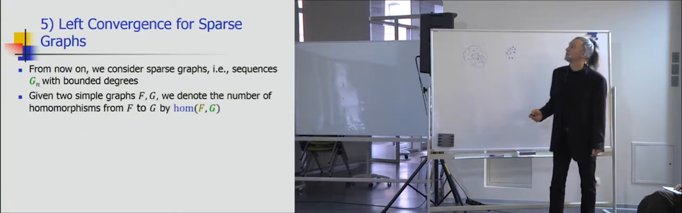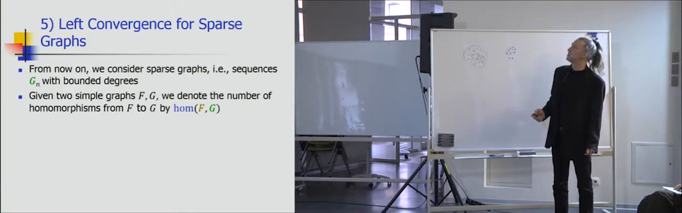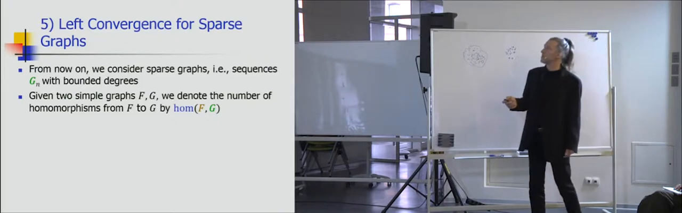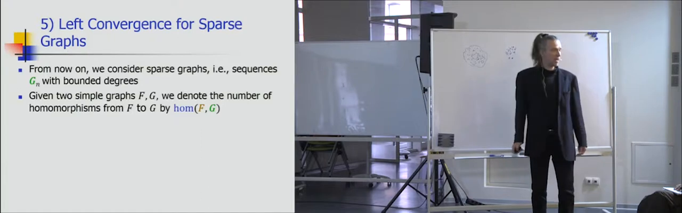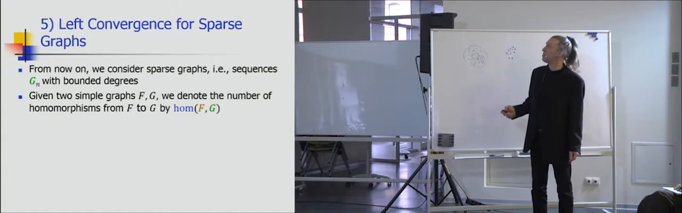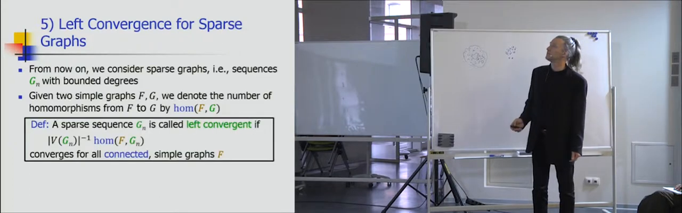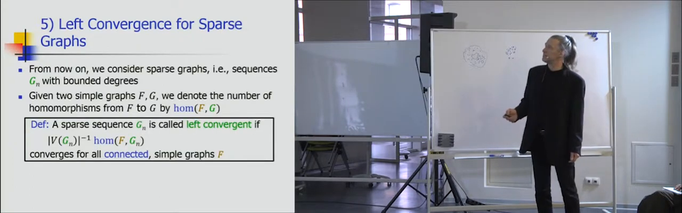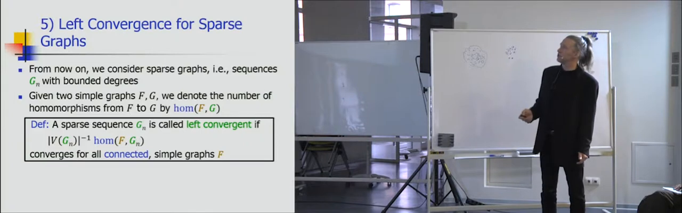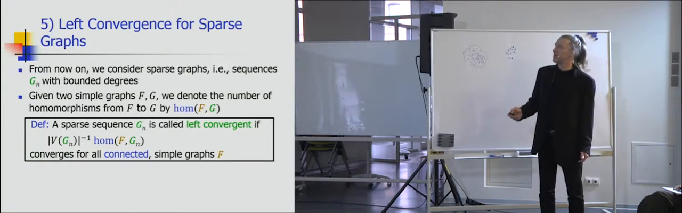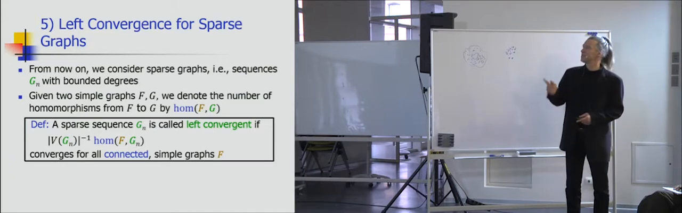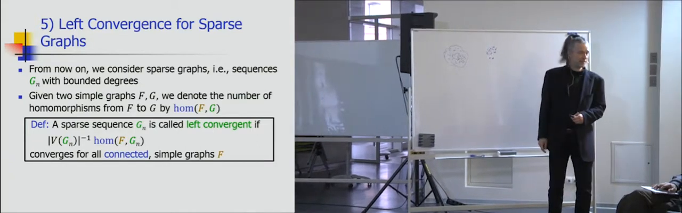So we have 2 simple graphs, F and G, and again, we denote the number of homomorphisms from one to the other by hom(F, G). Okay, so this is the homomorphism number, the number of homomorphisms from F into G. And we say that a sparse sequence is called left convergent if the number of homomorphisms divided by the number of vertices converges for all connected simple graphs.